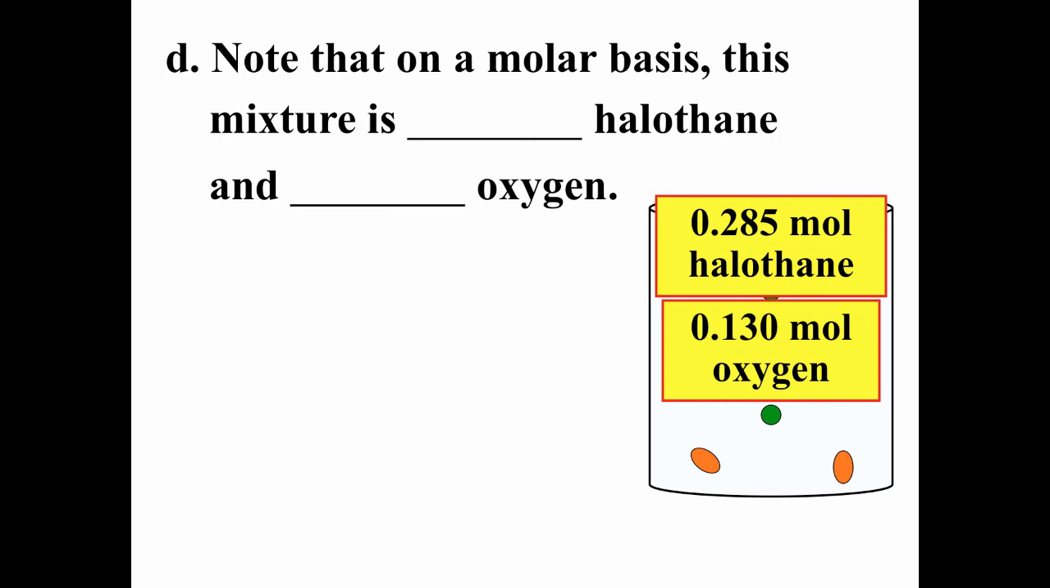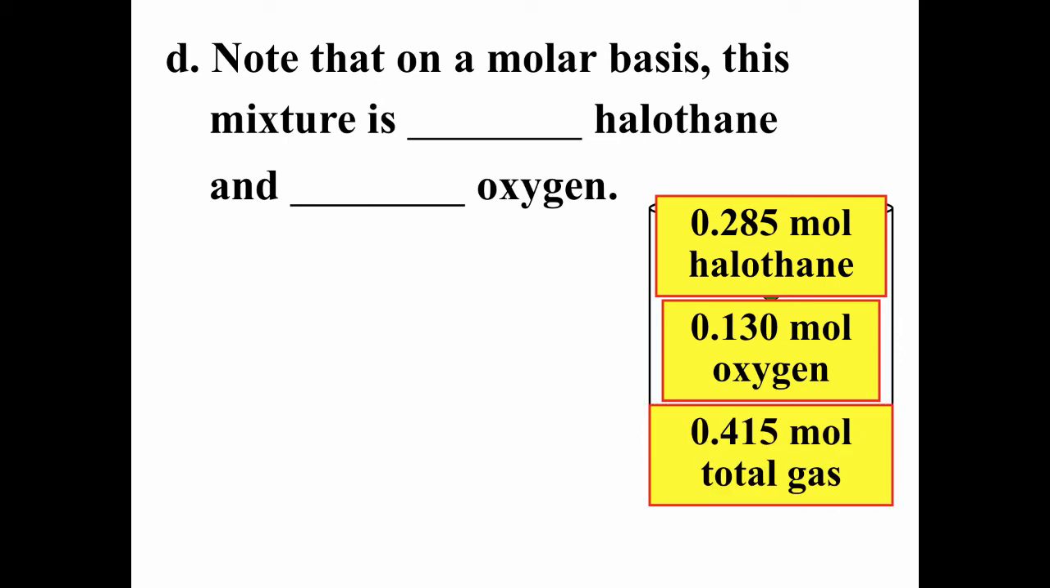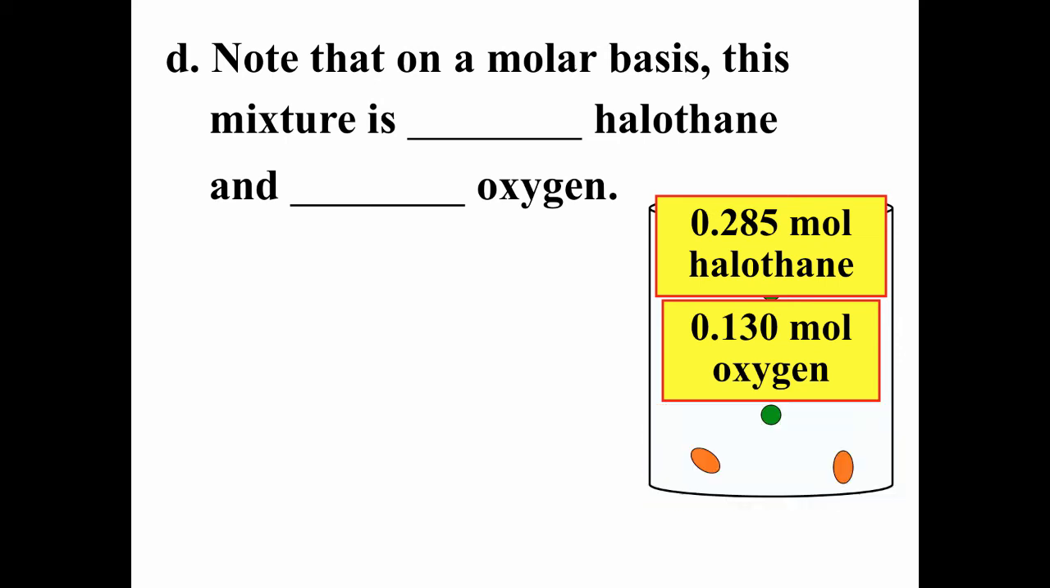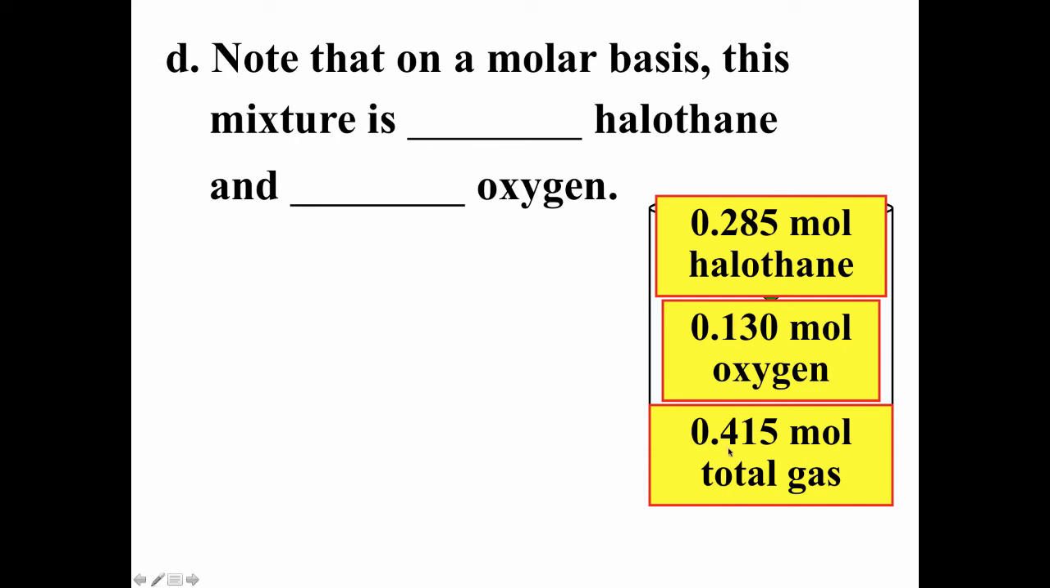One other thing to note with this is if we're dealing with things on a molar basis, which is what we should do because moles are proportional to the number of particles, note that we have 0.285 moles of halothane, we have 0.130 moles of oxygen, which gives us a total of 0.415 moles of gas particles. And we're not here distinguishing whether they're halothane or oxygen. We just have this total number of moles of particles.